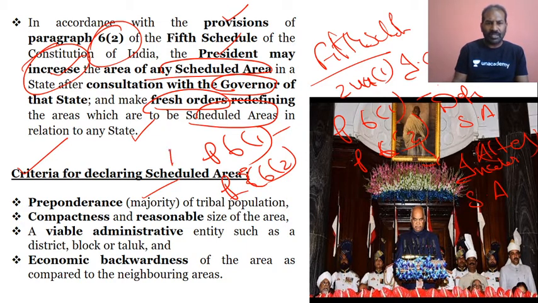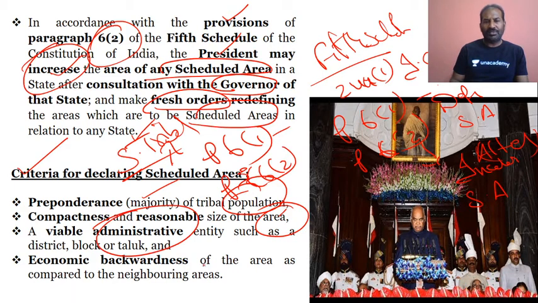So when we are talking about scheduled areas, it is in regards to the scheduled tribes or the tribal areas, fine. And then compactness and reasonable size of the area. So they will not just look at the population, they will look at the area also, and then they will also look at the administrative entity, such as whether they can go ahead with having a district, block and taluk. So when we are talking about area, they will look at whether there is a possibility of administrative viability, that they will have an entity like the district, block or taluk level, wherein administration will get into action.